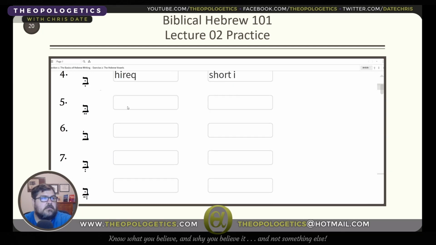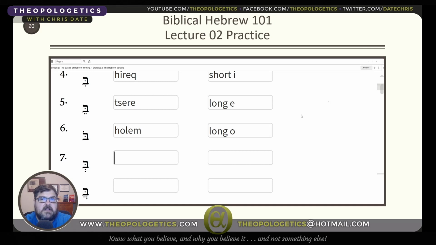We'll scroll down. Number 5, 2 dots and a horizontal line under the consonant. That is a tsere, and this is a long E. Number 6, the dot on the top left corner of a consonant. That is the holam, and it is a long O.